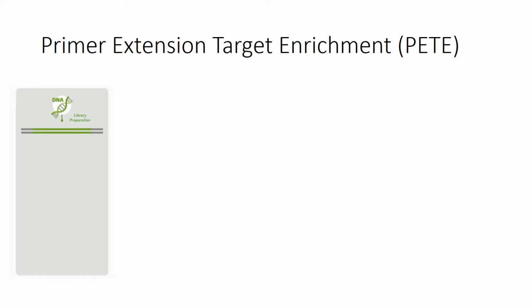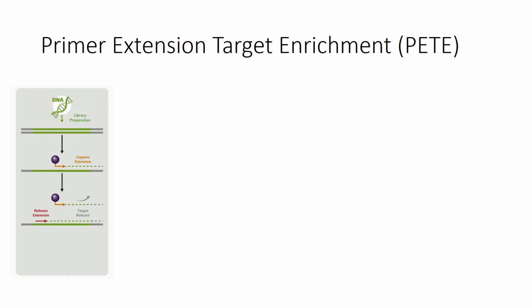Lastly is primer extension target enrichment. This is PEAT for short. So similar to hybridization capture, we start with double-stranded DNA. This goes through library preparation where we attach these universal adapters. We go through a single round of primer extension. So this is a target-specific primer. It has a biotin on it. This biotin is used to capture onto streptavidin paramagnetic beads.